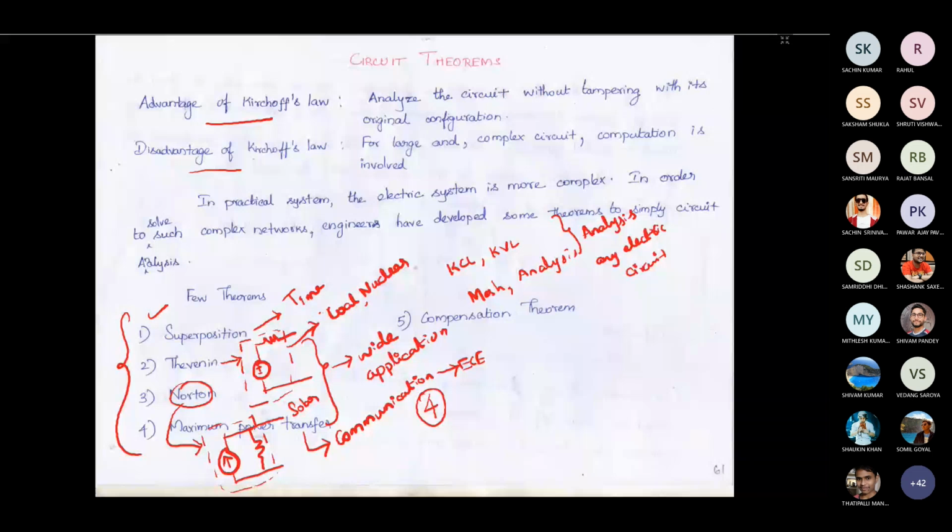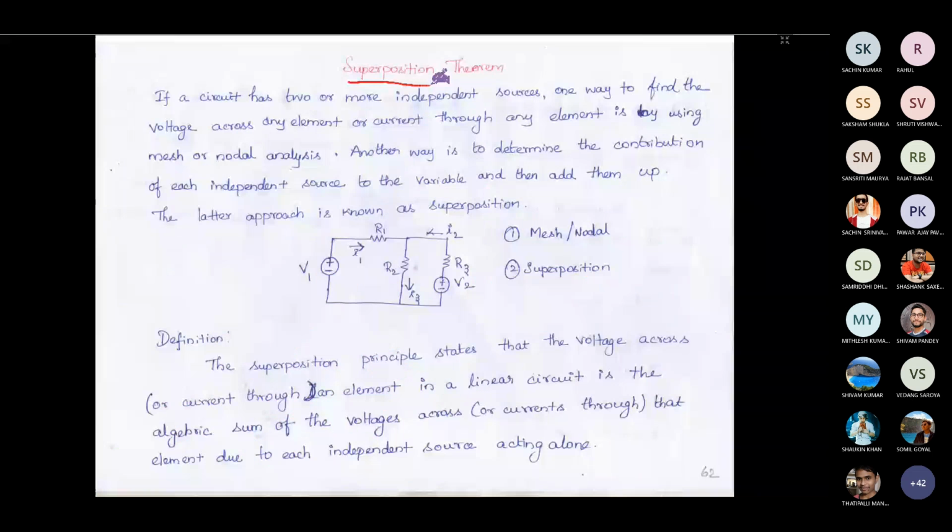The first theorem is the superposition theorem. The superposition theorem says that suppose you are having n number of sources in your circuit. Here you are having one source and here you are having one source for this circuit. Let's say that if you want to find the current I3, what they are saying in superposition theorem is that this I3 is going to be the combination of the current provided to I3 by voltage source 1 plus the current provided by voltage source 2.